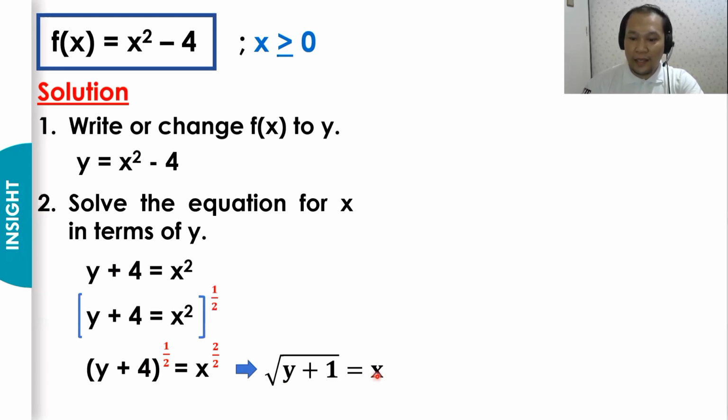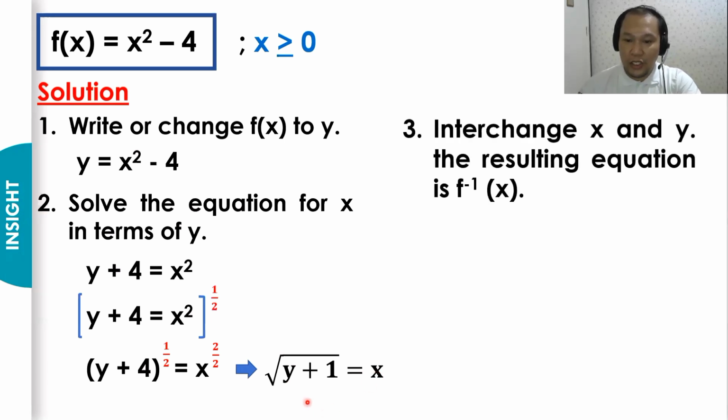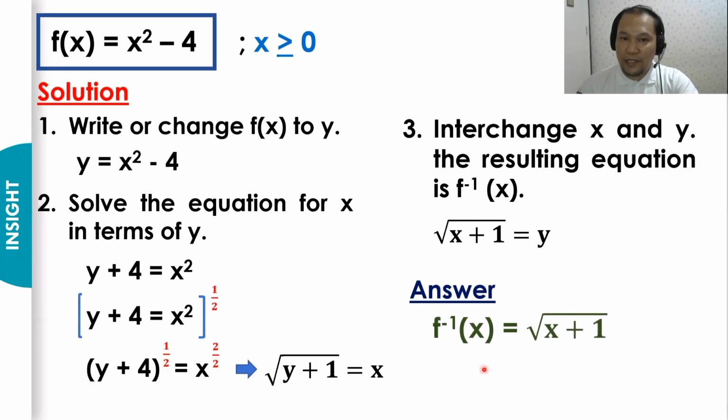Okay. Then the third step will be change y to x and x to y. But remember, the result of the equation is now the inverse of the given function. Therefore, we do have the square root of x plus 4 is equal to y, and the final answer will be the inverse of the given function is equal to the square root of x plus 4.